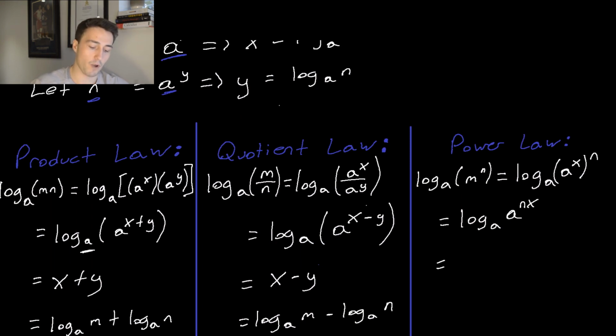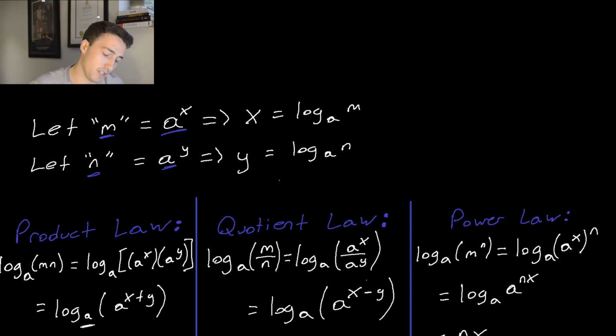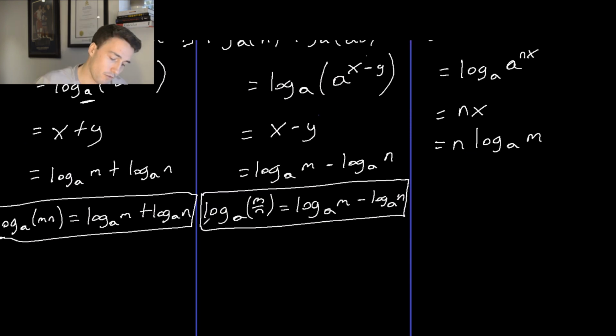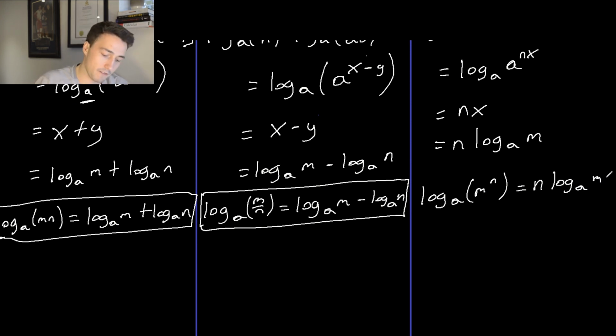Now again, we can look at what this is really saying. It's saying, to what power must I raise a to get a to the power of n times x? Well, that would just be n times x. And we know if we have x, we can write it as our logarithm value. So here, this is going to turn into n multiplied by log_a m. So now if we write this entire expression, we can say log of m to the power of n base a is equal to n log_a m. So what we're effectively doing is bringing this n out in front, and it becomes the same expression.